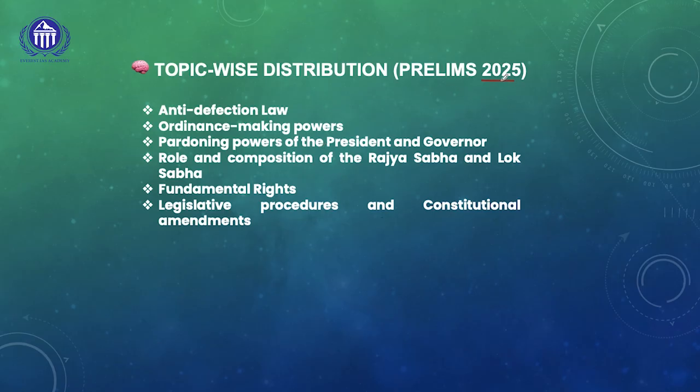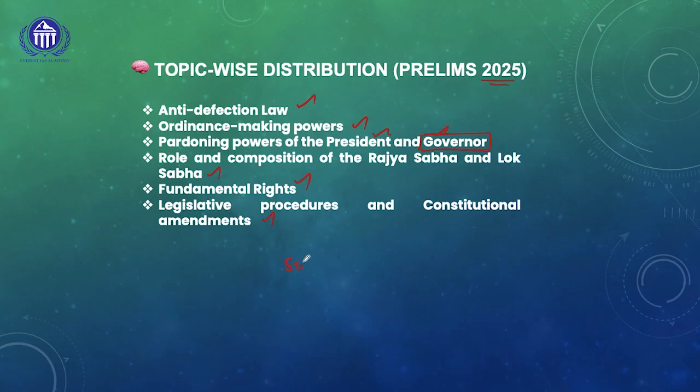If you look at the 2025 preliminary examination polity segment, they have asked questions on anti-defection law, that is on the 10th schedule, then ordinance making power, then powers of president and governor. We know governor's power is getting very controversial, so they are asking. And parliamentary chapter, speakers and basic provisions of Lok Sabha and Rajya Sabha, fundamental rights, then legislative procedures and constitutional amendments. These are the most important chapters which they have asked in the 2025 examination.